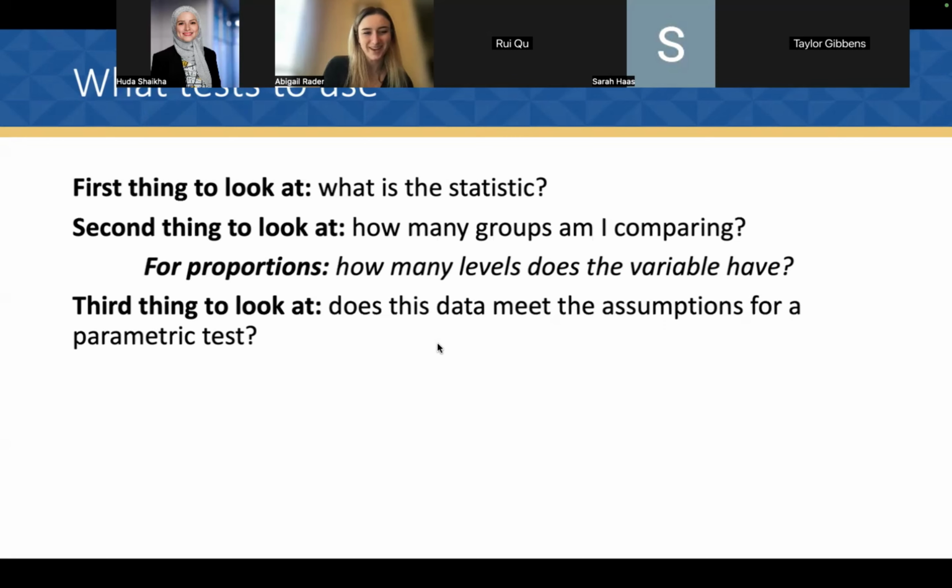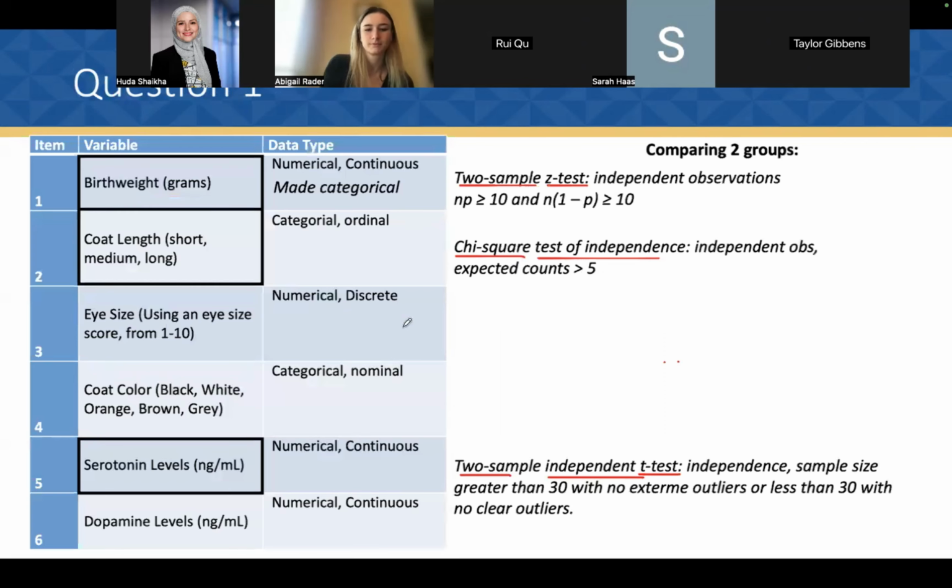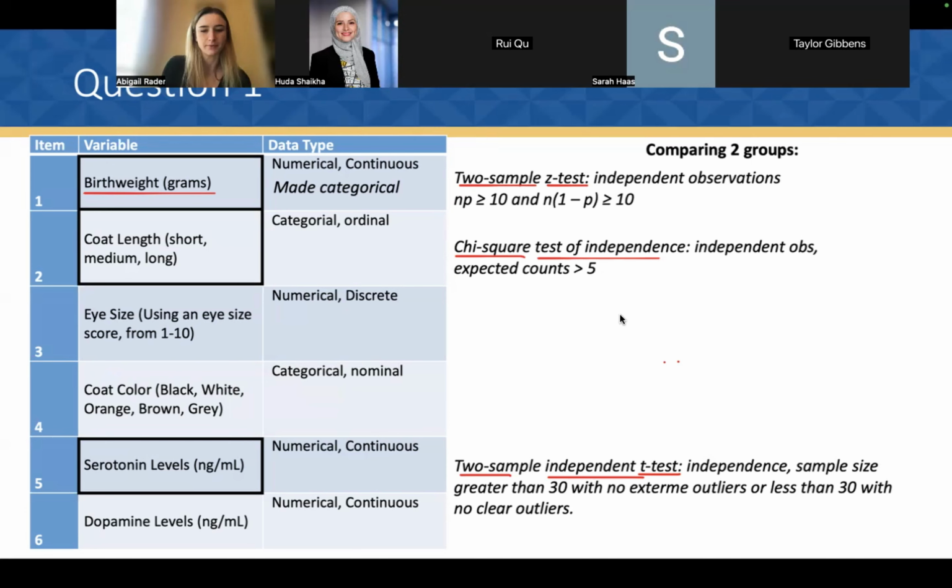Yes, hi, Abby. I would like to ask regarding the birth weights separated into categories, because we have two cats, British short hair and American short hair, and birth weight. So can we do chi-square because we have two categorical variables? Yes, definitely. You can do either a chi-square or a two-sample z-test here. Great, okay, thank you. Yeah, and either way is fine. They just have slightly different assumptions. That's a really good question.